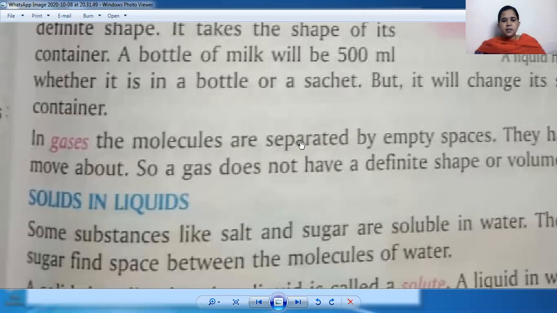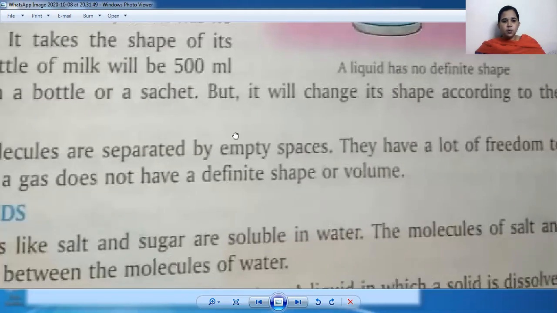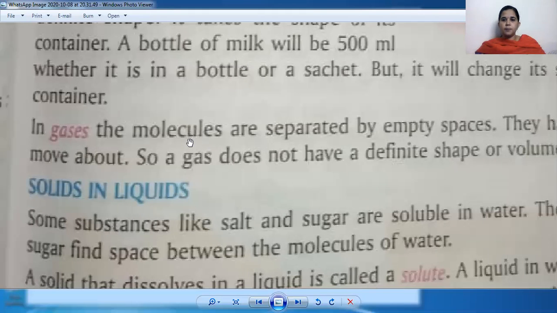In gases, the molecules are separated by empty spaces. They have a lot of freedom to move. So the molecules in the gaseous form can move freely. The intermolecular space is more. The space is more for the gaseous form, but for the solids, the intermolecular space is very less. They are tightly packed. So the molecular space in the solids is very less.